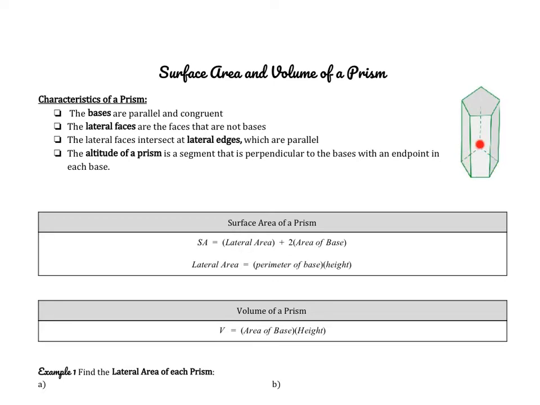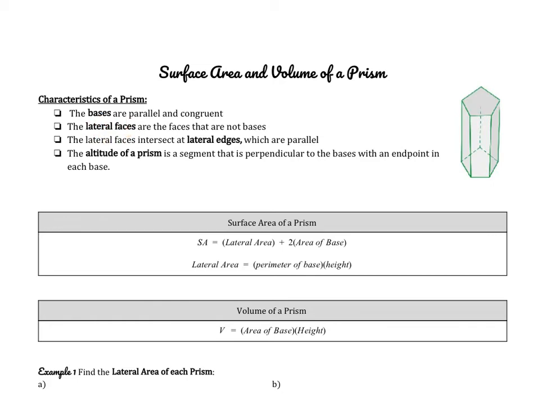And when we're drawing three-dimensional images, we use those dotted lines to show lines that are there, but we wouldn't really be able to see them in real life. So you can see this is kind of going back, and it's actually behind the prism. The lateral faces are the faces that are not the bases. So again, the pentagons are the bases. So those 5 rectangles that go along the sides would be the lateral faces.